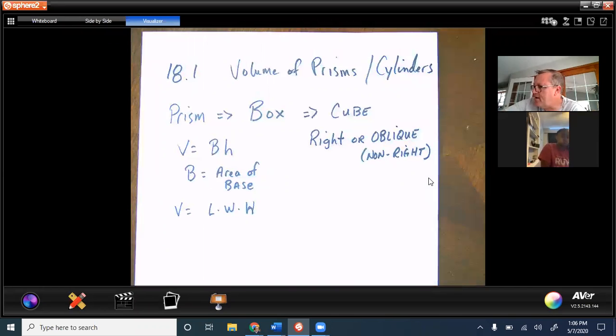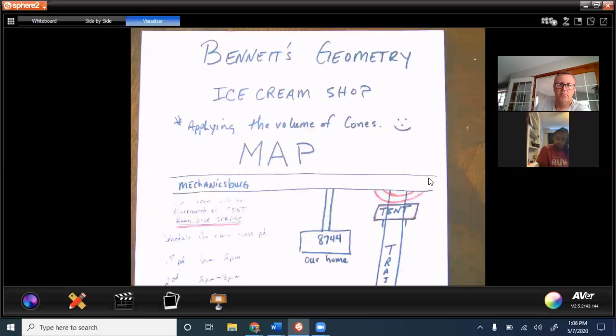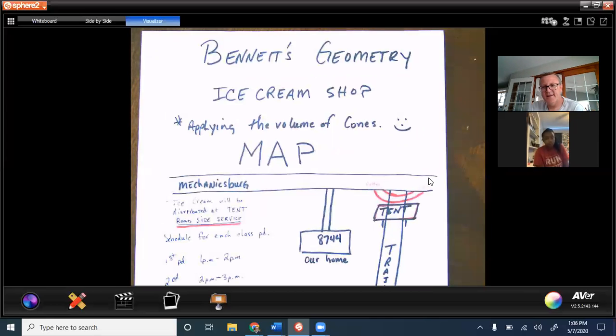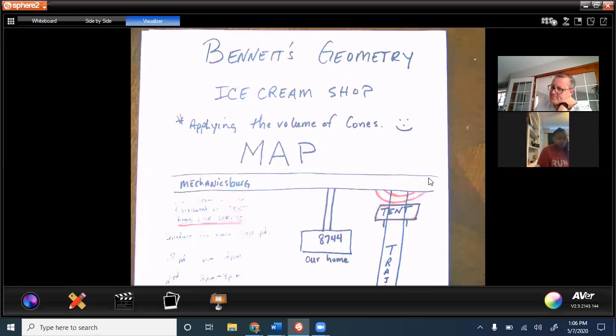But before we get to that, I've got another thing I want to show you. Since we'll be talking about cones, we're going to do an application of cones in an ice cream setting. Last year I was able to bring the ice cream into the classroom, of course. Well, things are a little different this year. So here's the plan.